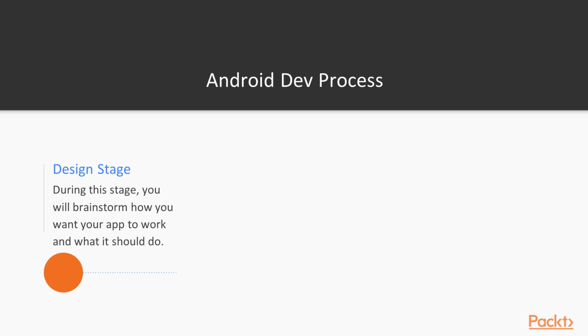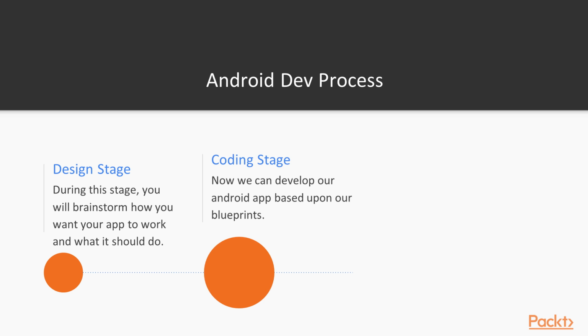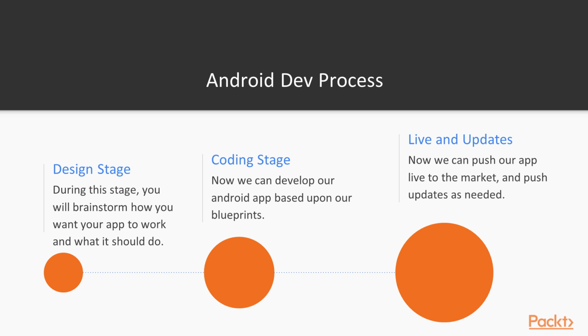The Android development process. And the very first thing we have to do is the design stage. During this stage, you will want to brainstorm just exactly how you want your app to work and what it should do. After that, we're moving on to the coding stage. Now, this is where we can develop our Android app based upon our blueprints we created. And then finally, live and updates. Now that we have everything built, we can push our app live to the market. And then we can push updates as we need it.